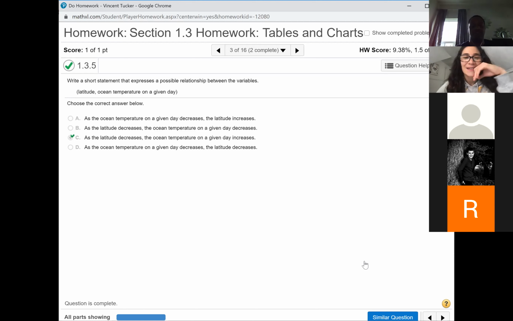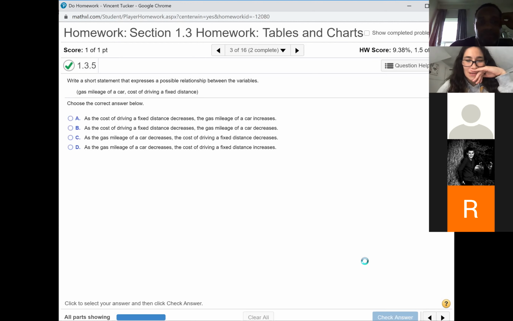But you see what I mean as far as the relationship. There should be a relationship as the first one either increases or decreases. The second one would do either the increase or decrease. Let's see if I can get another one. Gas mileage of a car. Okay, I can do this one. Gas mileage of a car, cost of driving a fixed distance. So once again, A and B wouldn't be an option because we're looking at C and D, because that's the one that came first. So we're saying as the gas mileage decreases, the cost of driving a fixed distance should decrease as well.